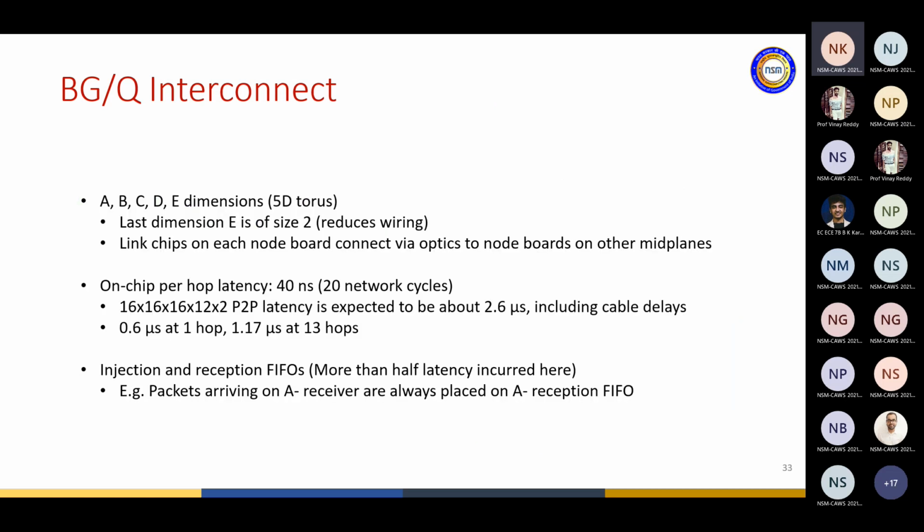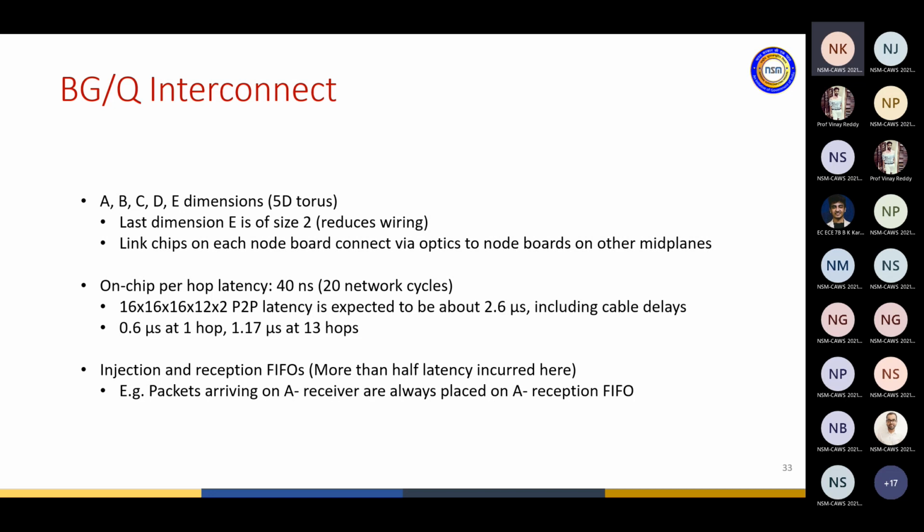Okay, so I already told you about the A, B, C, D, E dimensions, and I have just one detail to point out: there are some link chips on those compute node boards that I saw. That is a collection of 32 nodes, which are actually used internally to connect. Okay, so this point is pretty interesting.